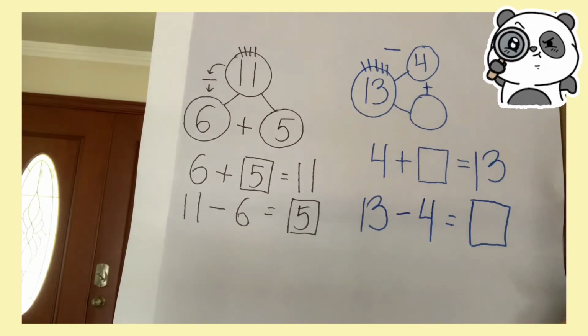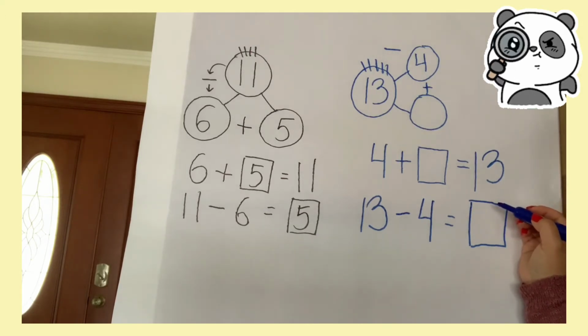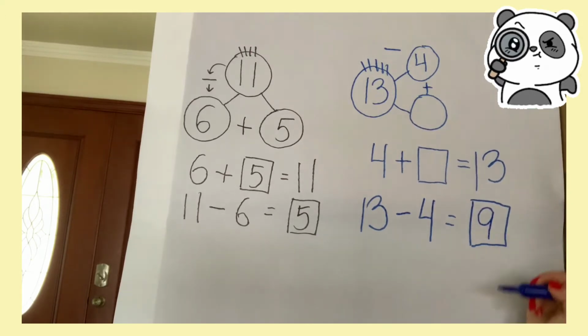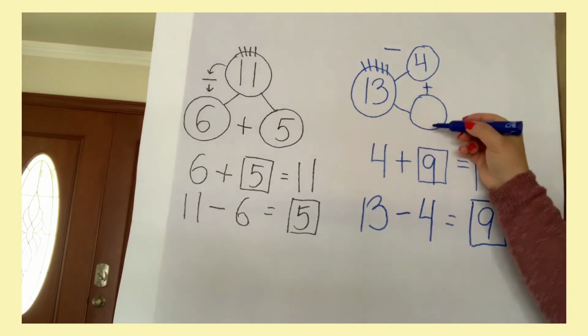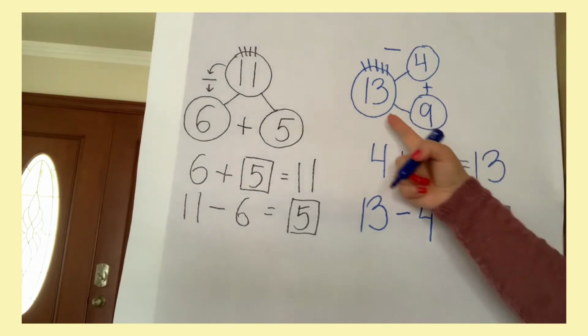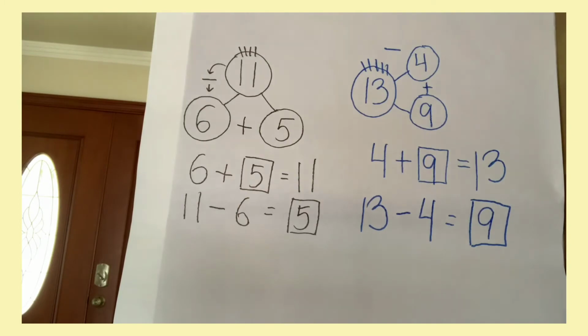13 take away 4. Is it 9? I think it's 9. If you said 9, you are right. So that missing number is 9. And I know that 4 plus 9 more will make 13.